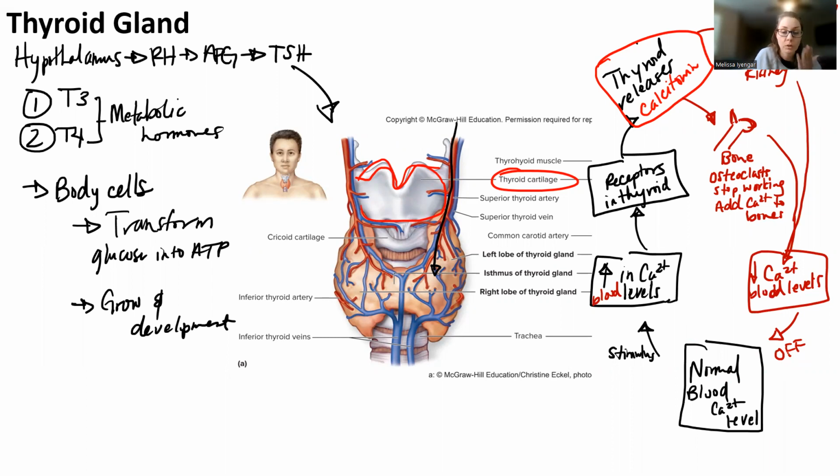That's our overall result. So you see the thyroid gland is going to help us do two things. One is metabolism and a little bit of growth and development, and the other one is blood calcium levels.